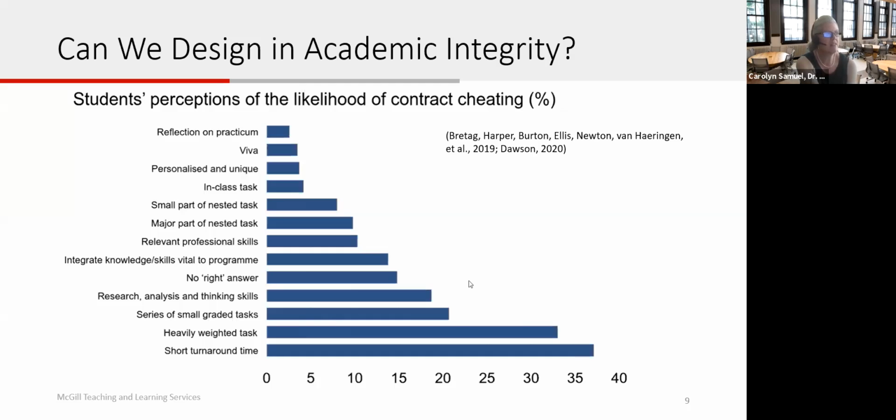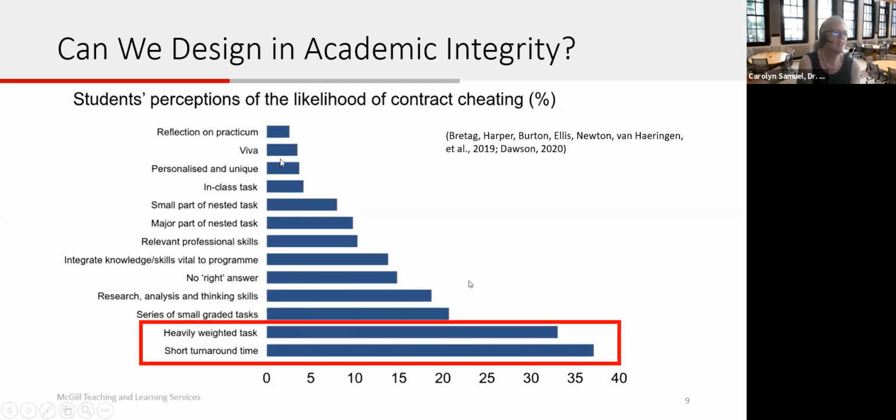So we've got the list of different assignment types here. And heavily weighted tasks, so assignments that accounted for a large portion of the grade, and short turnaround time, so assignments where students didn't have much time to prepare the assignment, those were cases where students were likely to engage in contract cheating. So with that in mind, let me just go.